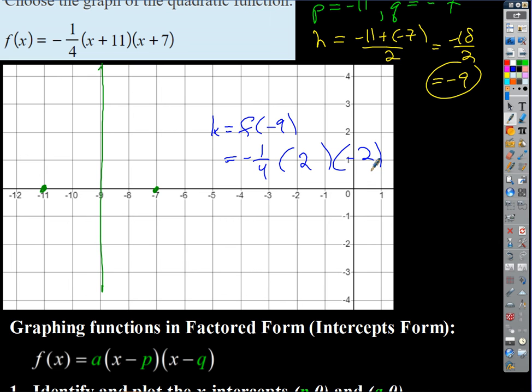Negative 2. What's negative 1/4 times negative 4? Negative 1/4 times negative 4. Positive 1, right? Negative times negative. So k equals 1, h equals negative 9. So negative 9, positive 1, we're done, right? All we got to do now is see if I can keep my parabola straight going here.